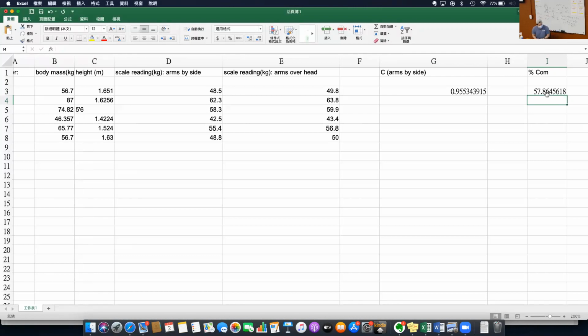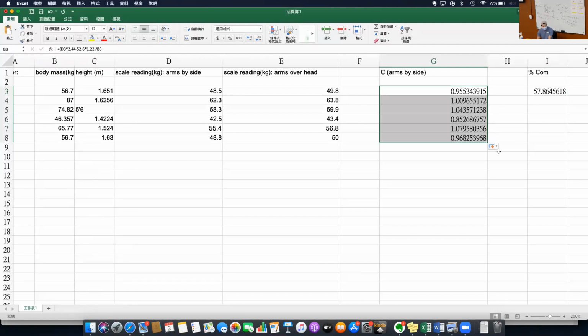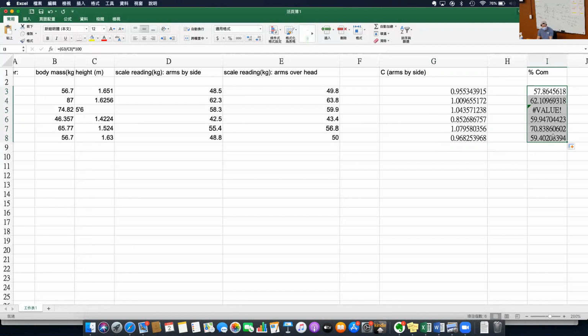All right, so that's how you calculate C and percentage center of mass in Excel. But that's just for one subject, right? We want to have C for everybody. So when you click this block, move to the corner, you'll see a black cross, right? That's where the magic happens. Just click and drag it down, and it'll give you everything here. So that's C for everybody. Also, for percentage center of mass, find the black cross, drag it down, and enjoy the magic.